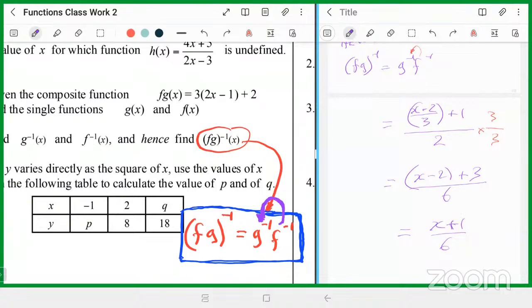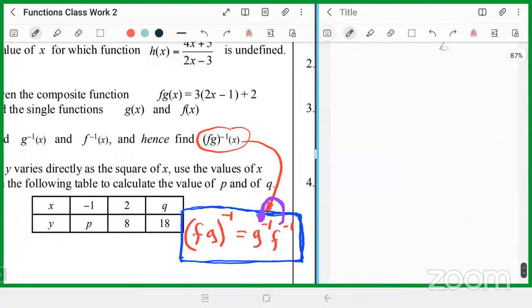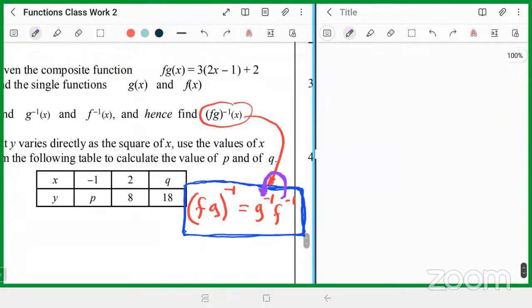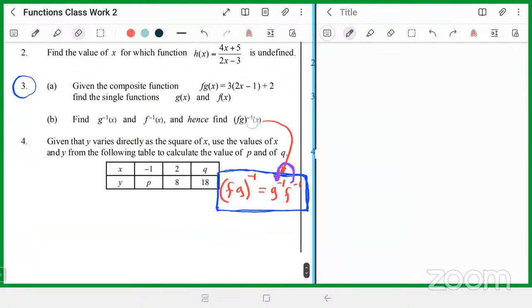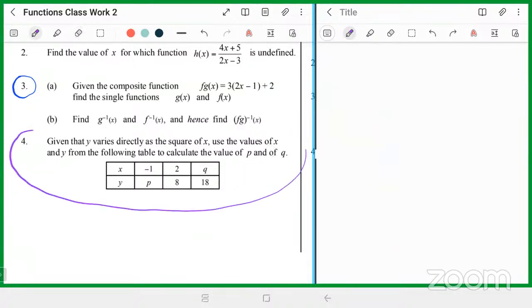Hello? Yes, sir. Cool. Let's move back in now. All right, so that was that question. Let's move now down to this last one here, which was a variations question. Let me take this out. So we're now looking at this variations question.